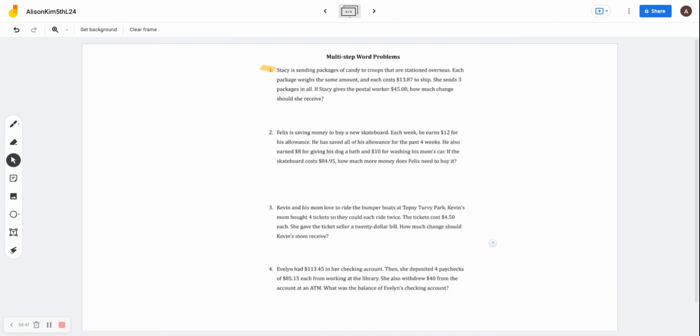Next, we're going to do the same thing, but this time it's going to be multi-step. Number 1 says Stacy is sending packages of candy to troops that are stationed overseas. Each package weighs the same amount and each costs $13.87 to ship. She sends 3 packages in all. If Stacy gives the postal worker $45, how much change will she receive?